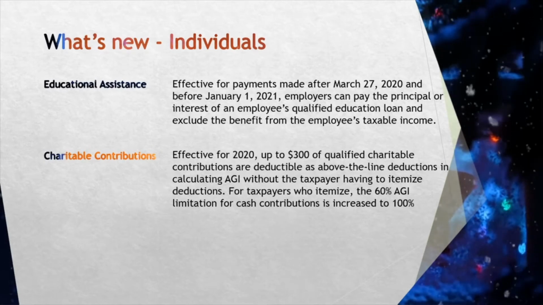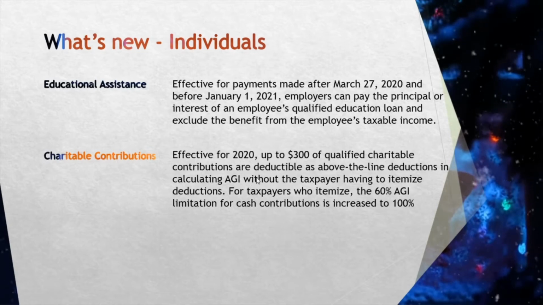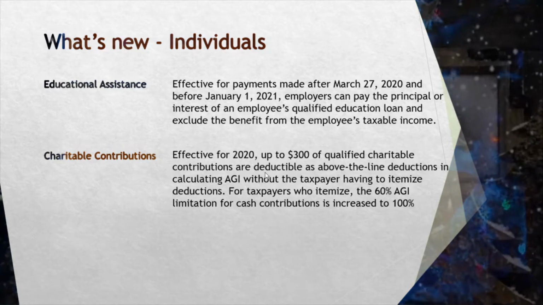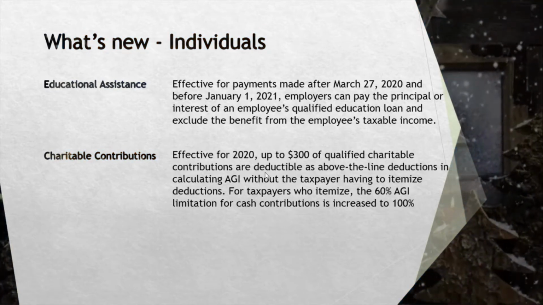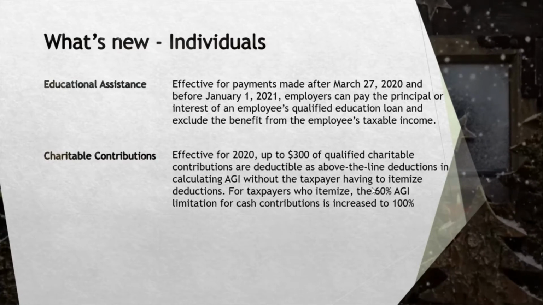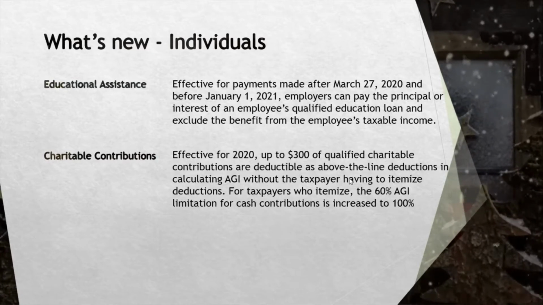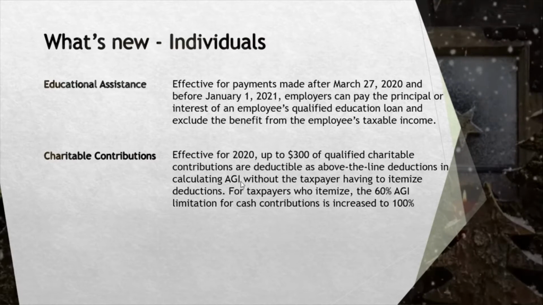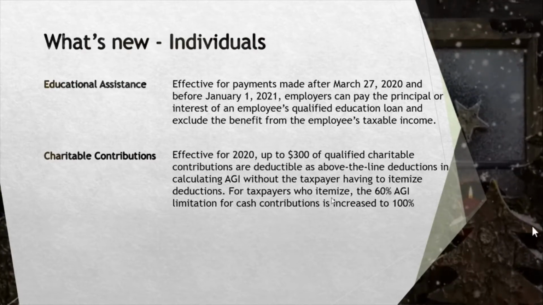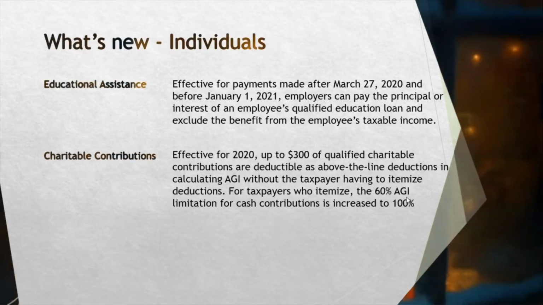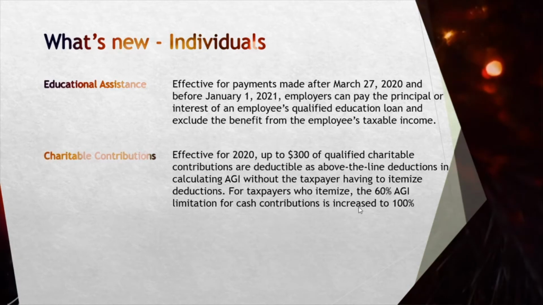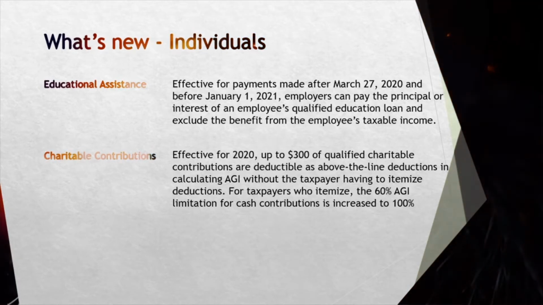Effective for 2020, up to $300 of qualified charitable contributions are deductible above the line. So in tax filing, there's above the line and below the line. Above the line deductions are taken in calculating AGI without the taxpayer having to itemize deductions. For taxpayers who itemize, the 60% of AGI limitation on cash contributions is increased to 100%.